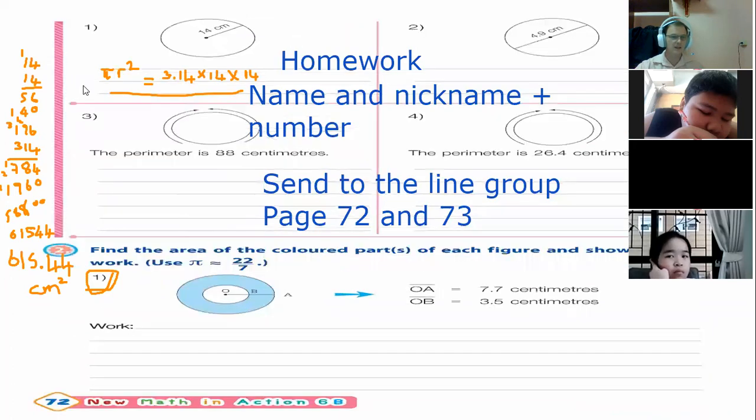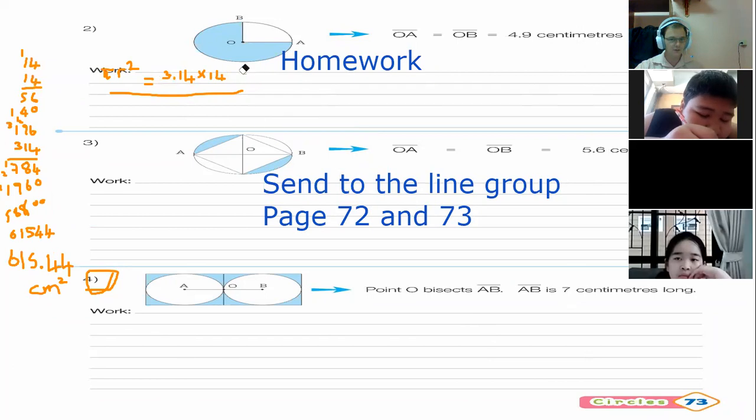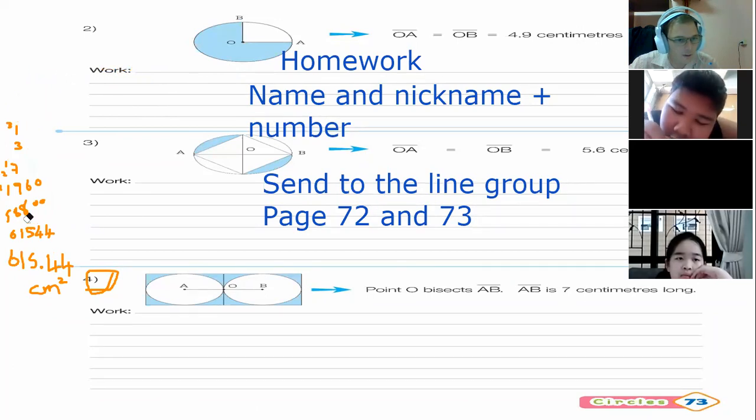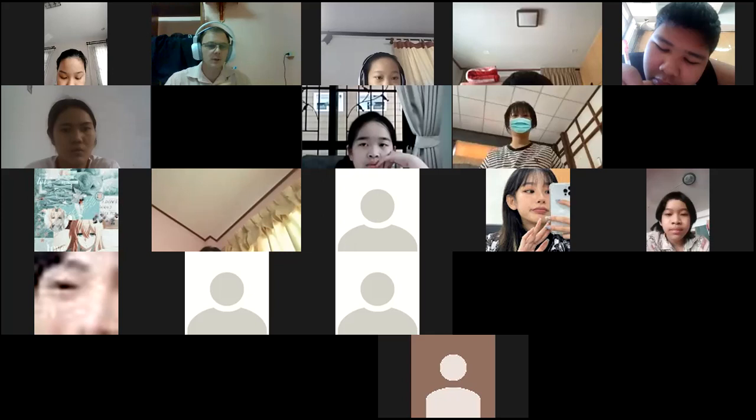Homework is number 1 to 4 here, and number 2 we do 1 to 4 over there as well. These ones I would have liked to do with you, but I cannot do so without any feedback. Let me just take away these ones over here. Please complete the homework before Friday and send it through to me.